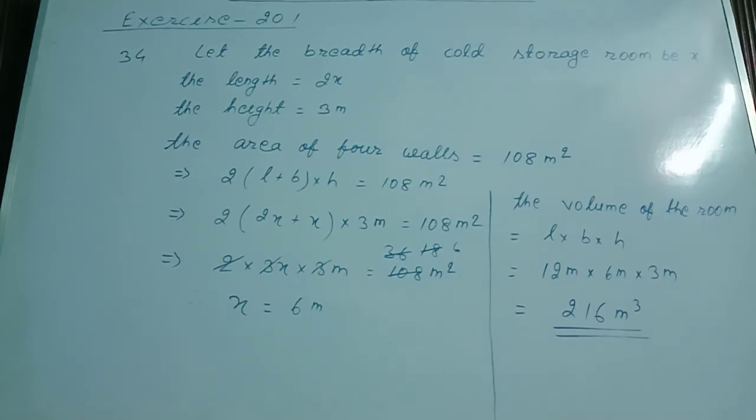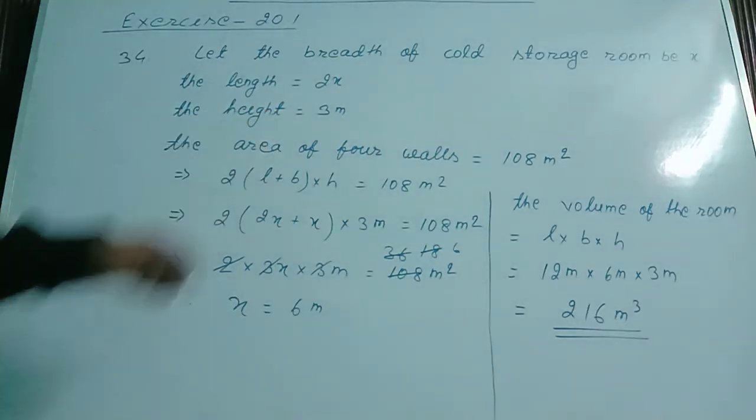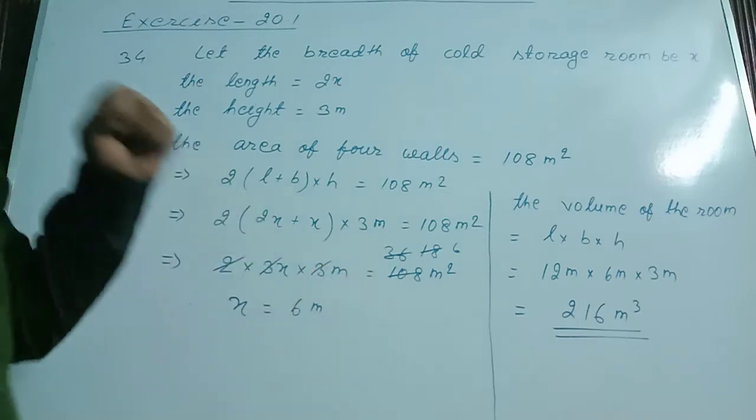Question number 34. The length of a cold storage room is double its breadth. Its height is 3 meter. The area of its four walls, including door, is 108 meter square. Find its volume. As per the solution, let the breadth of the cold storage room be x, then length will be 2x, height is given 3 meter. So the area of the four walls, that is also given in the question, 108 meter square.